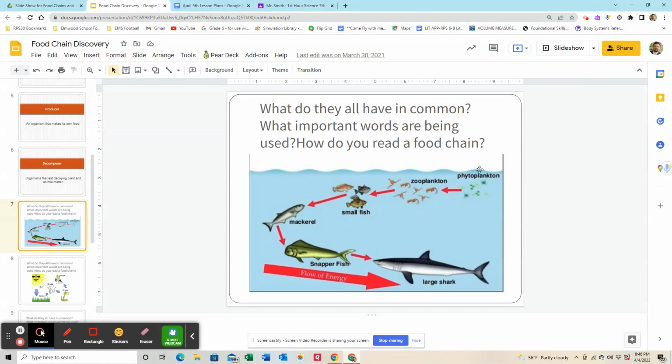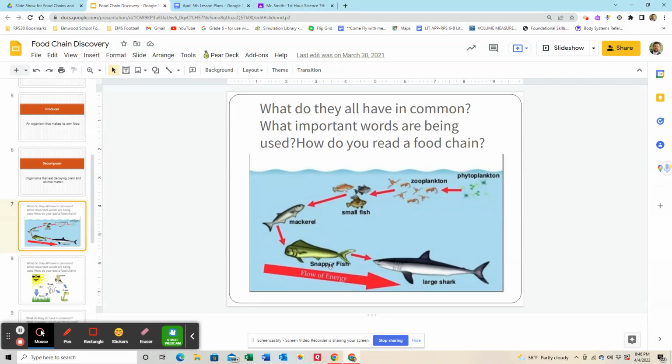And so it's produced in this phytoplankton, which is kind of like floating small microorganisms that actually use photosynthesis, and they're consumed by zooplankton. This zooplankton is consumed by small fish, which are consumed by the mackerel, which are consumed by the snapper, which then is consumed by a large shark or a predator. So this is a simple example of a food chain, and each arrow represents a flow of energy. So we read a food chain by understanding that the arrows point in the direction of the energy.